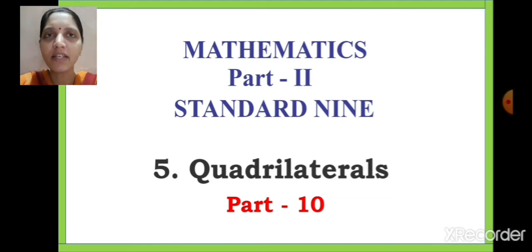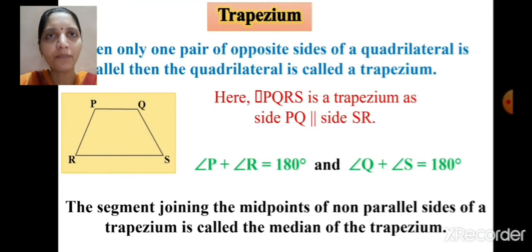This is the 10th session on quadrilaterals. In the previous session we have learned about the trapezium. So what is the trapezium? When only one pair of opposite sides of a quadrilateral is parallel, then the quadrilateral is a trapezium. So here in this quadrilateral PQRS, PQ is parallel to RS. Therefore, it is a trapezium.